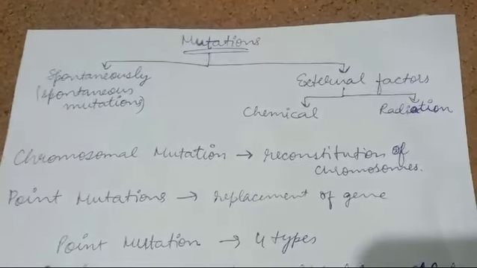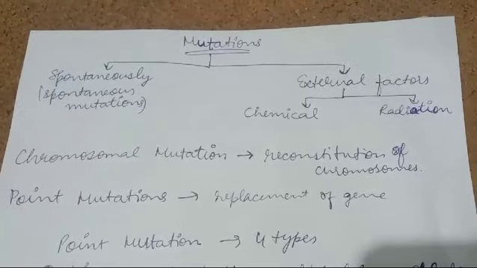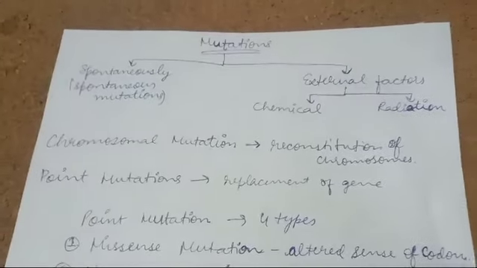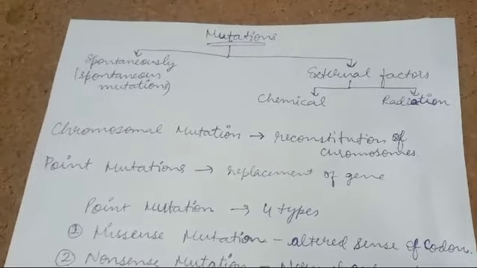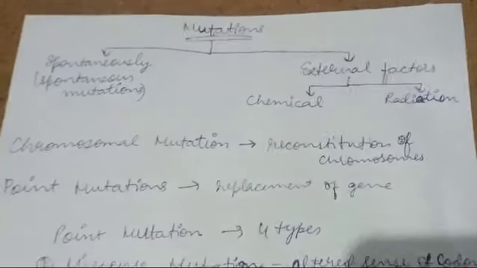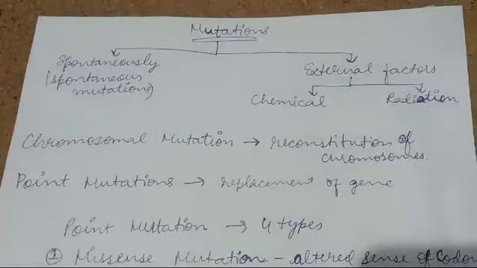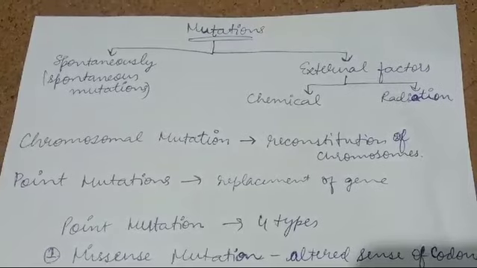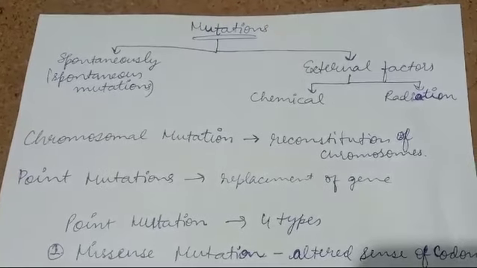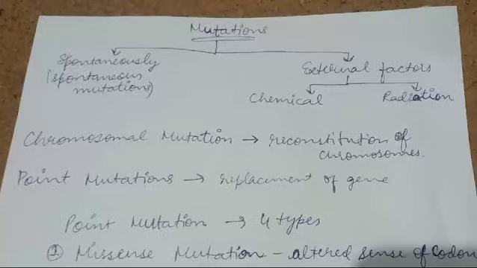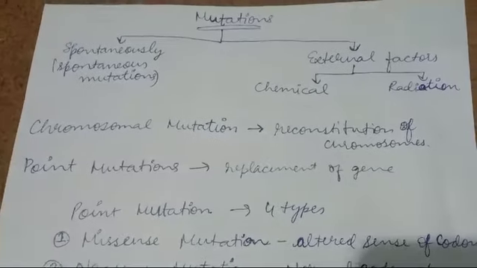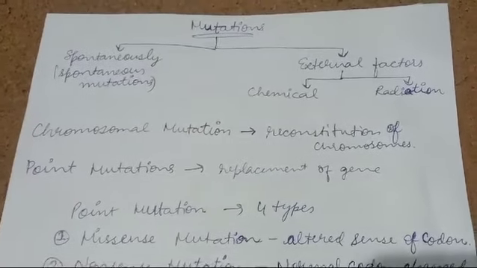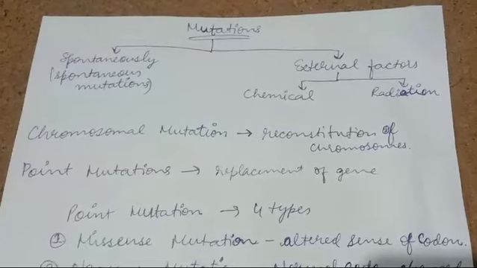Spontaneous mutations are mutations that are caused spontaneously at a point in a gene or DNA that causes amino acid replacement, or mutation of an amino acid. And in external factors, chemicals and radiations are two main factors affecting our genetics or DNA that cause mutations. And there could be other chromosomal mutations, point mutations, and reconstitution of chromosomes.